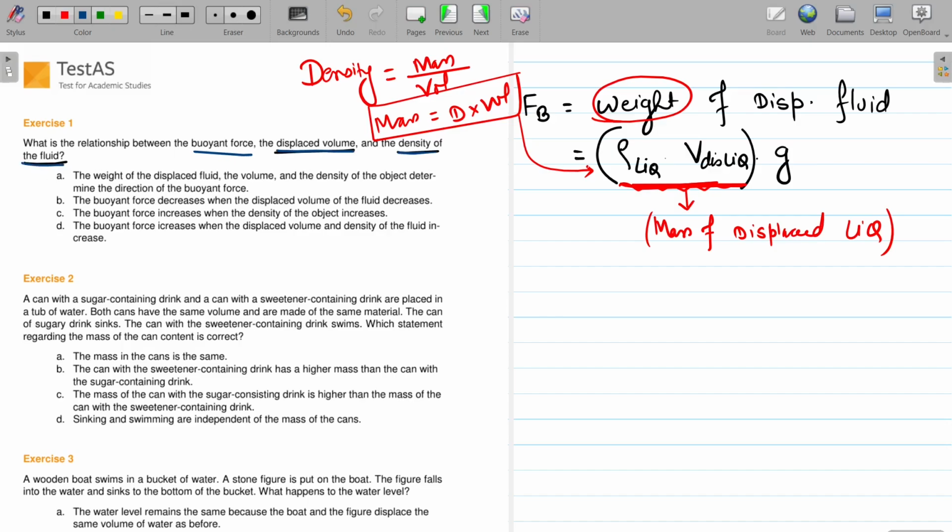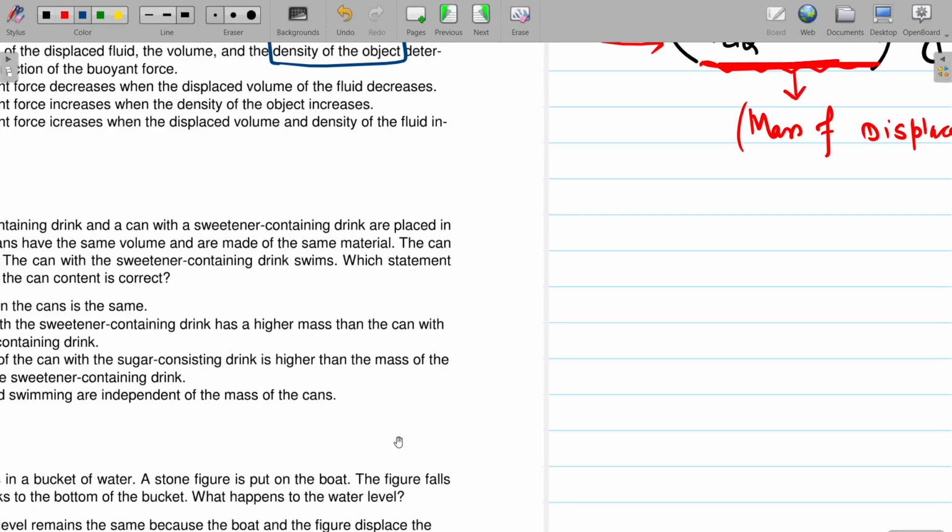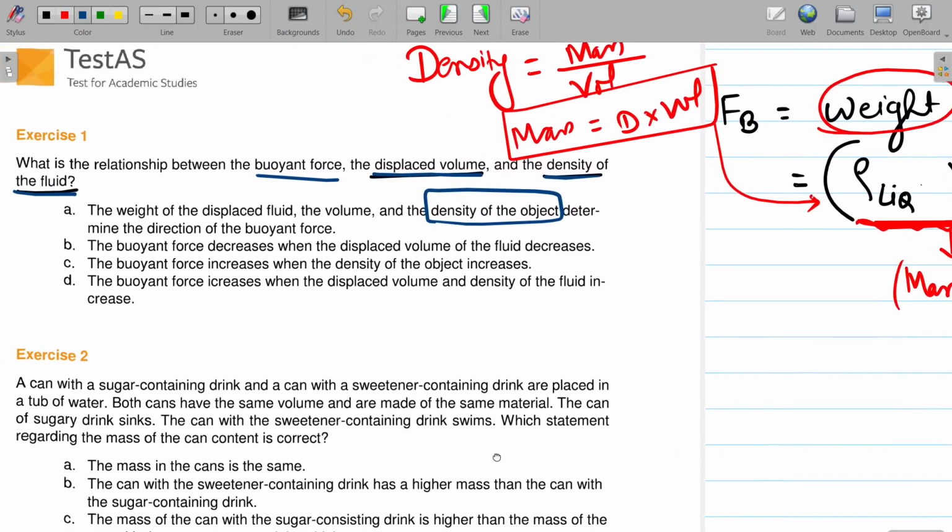Okay, let us see. The first one: the weight of the displaced fluid, the volume and the density of the object determine the direction of the buoyant force. See, density of the object, this is not correct, right? Let me zoom it. See what it is saying. There are a lot of errors in this statement. So obviously this is wrong.